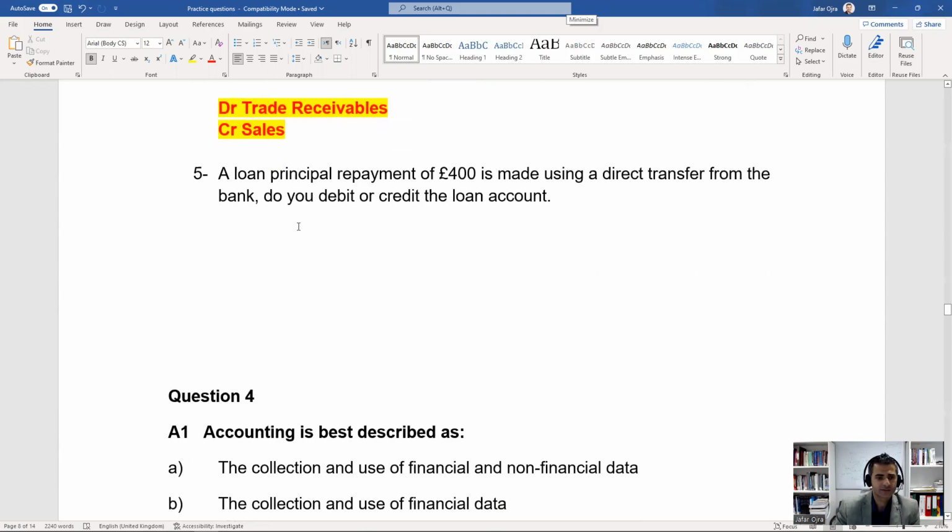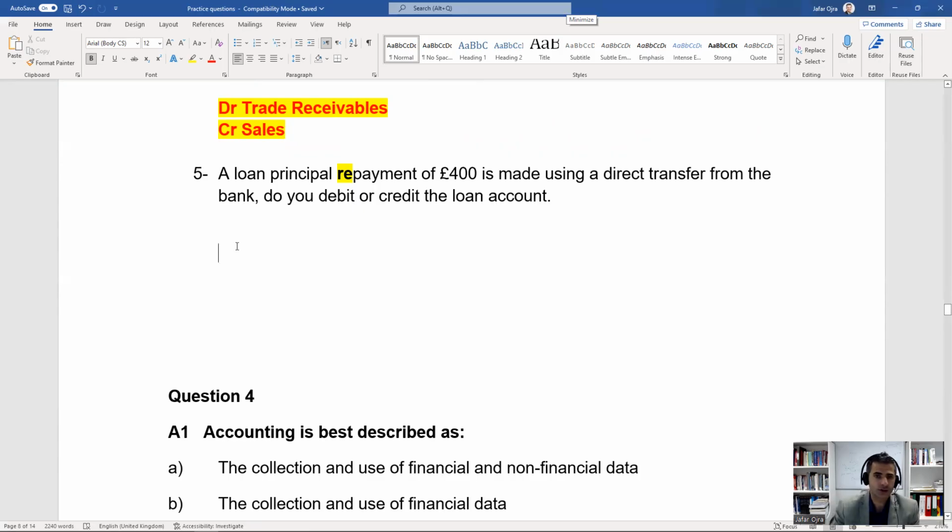Last one here. We have a loan principal repayment. Yeah, a loan principal repayment, right? You repay the loan, right? This is really a point here. That's a trick here. Repayment. You repay the loan of £400 is made using a direct transfer from the bank. Do you debit or credit the loan account? So this is a really tricky one, guys. You need to be careful.